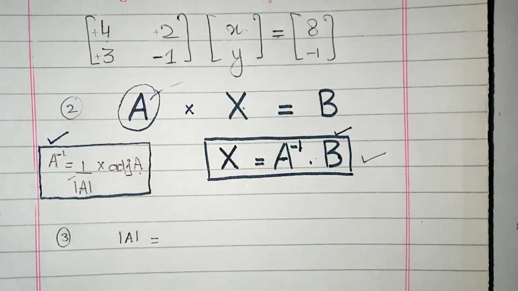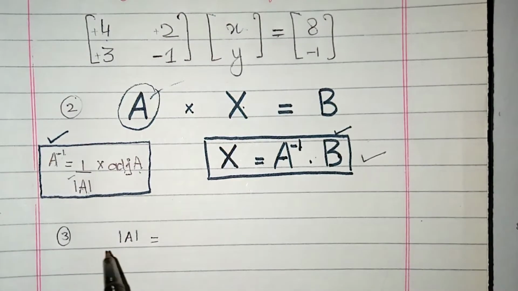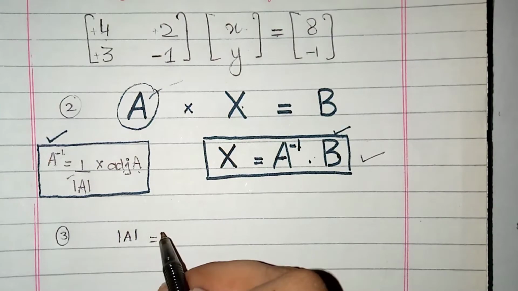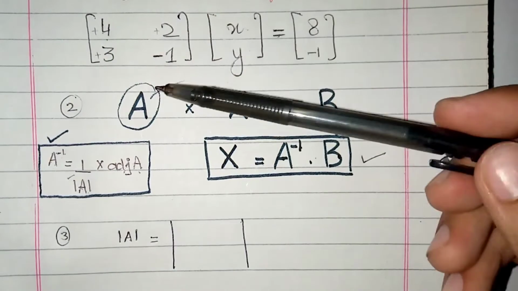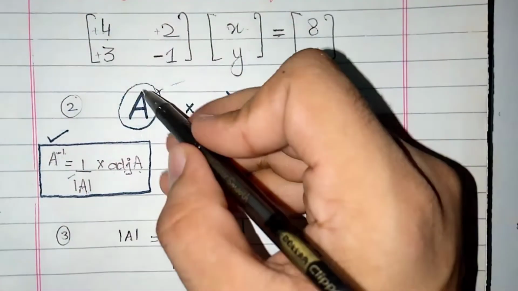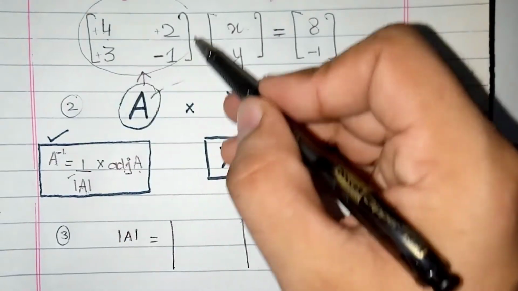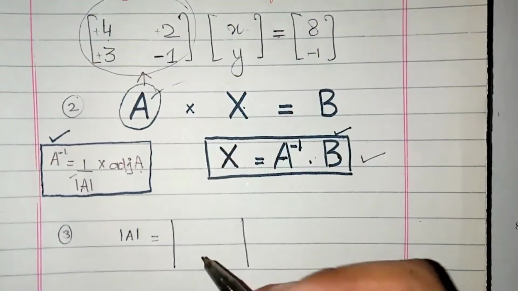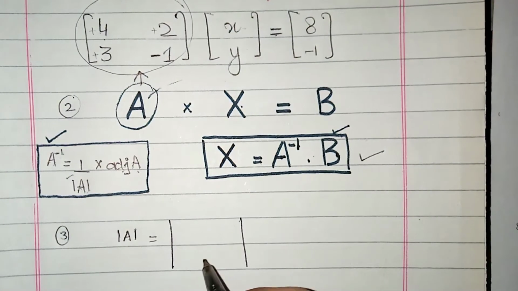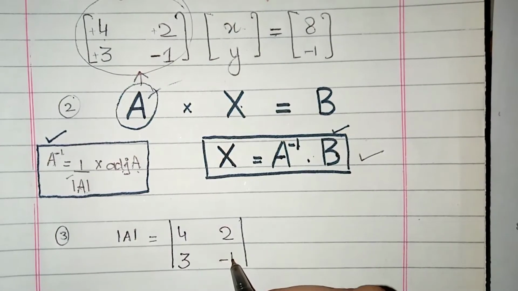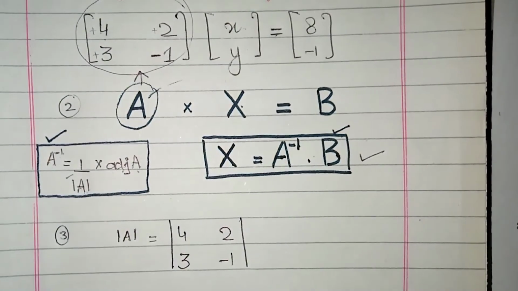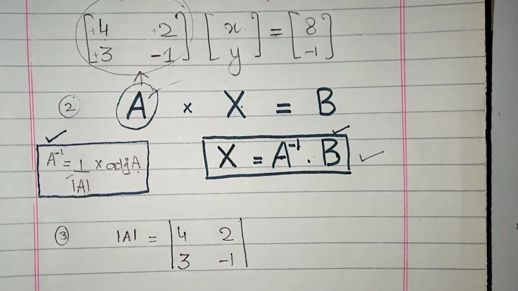It's very simple to find the determinant. You simply write A and put the sign of determinant. Similarly on the right hand side, you all know that this whole matrix is matrix A. So write the elements of matrix A here: positive 4, positive 3, positive 2 and negative 1. And you all know how to take the determinant of a matrix. It's very simple to do.